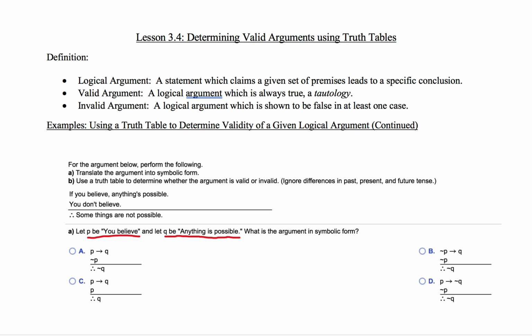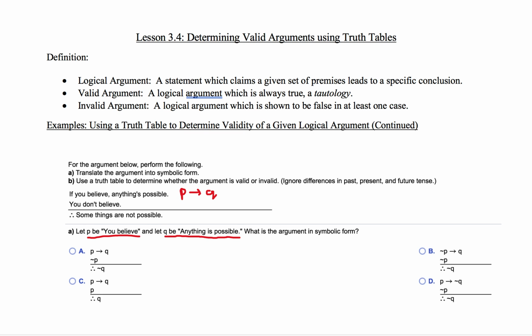we're going to come back up here to this argument and we're going to write things in terms of P's and Q's. So our first statement is the if-then statement. So it starts out, if you believe. So remember that you believing is P. So I'm going to start by writing a P down. I know it's an if-then statement, so I'm going to write my arrow. And then the then part is anything's possible. And we know that anything is possible is the Q. So premise 1 can be written as P arrow Q.